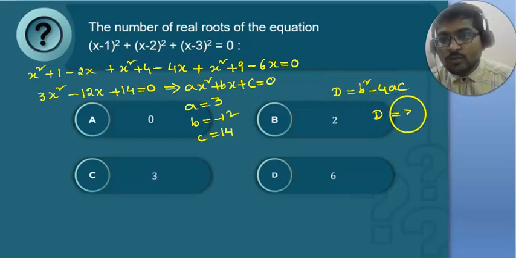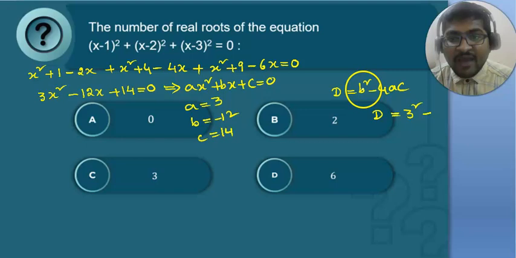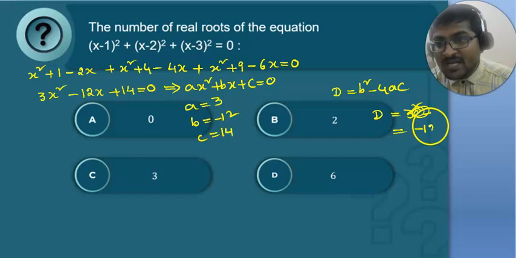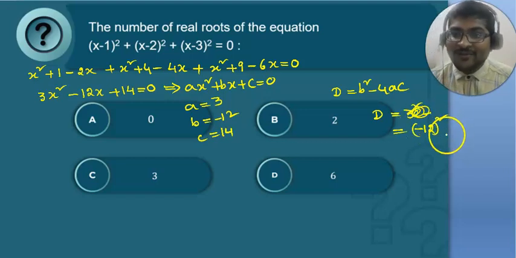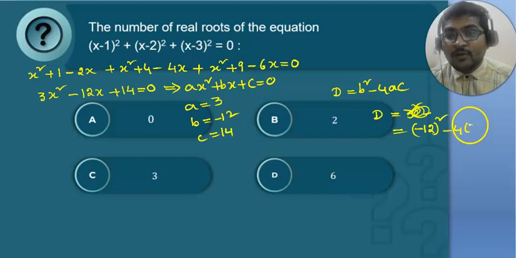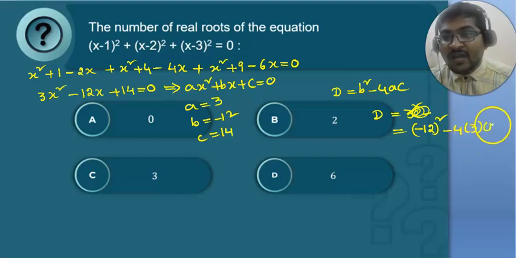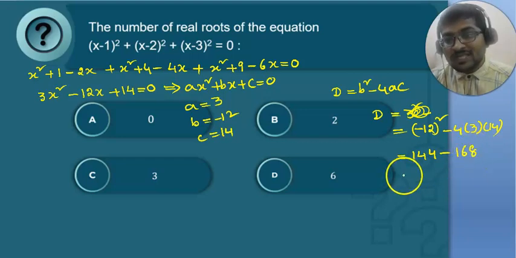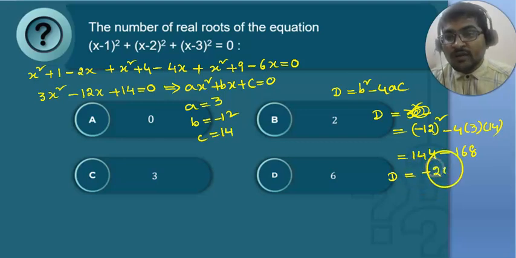So D is equal to 3 square minus... here, what is the b value, students? Here b square, so b value minus 12 whole square. Very good. So minus 4 into a value 3 and c value 14. Minus 12 square is 144, minus 4 into 3 into 14. 4 threes are 12, 12 into 14 is 168. Subtract these two, we get D is equal to minus 24.